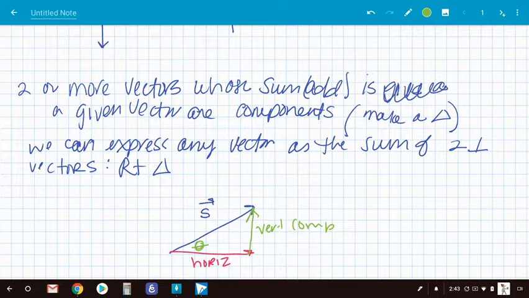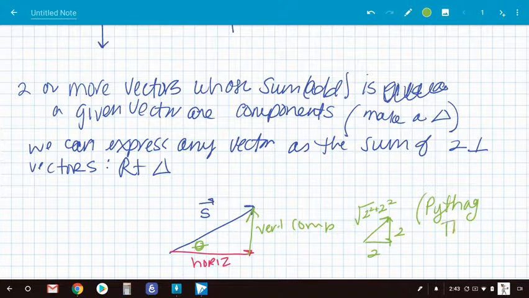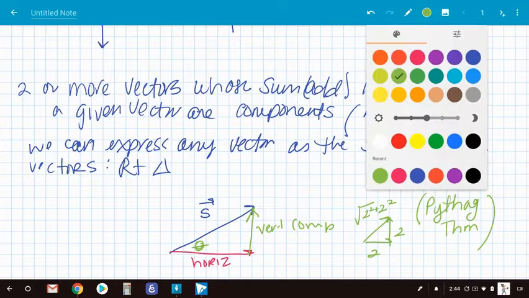So I can tell you if it goes 2 this way and 2 this way, then I can express it as the square root of 2 squared plus 2 squared. Look at that. We're back to some of this again, so the Pythagorean theorem. So how do we kind of do that in terms of what I'm asking you to do on your homework and your notes? So I'm going to do a couple different examples here real quick.